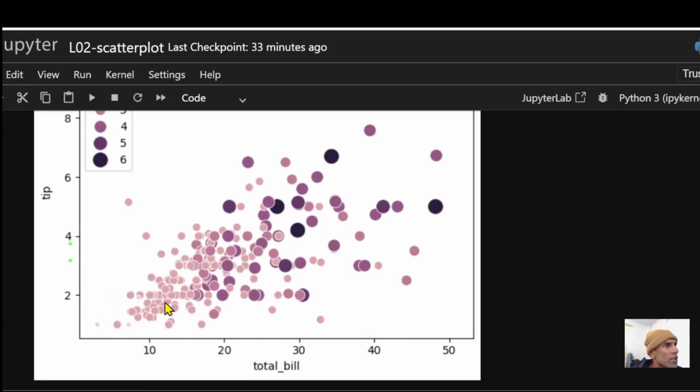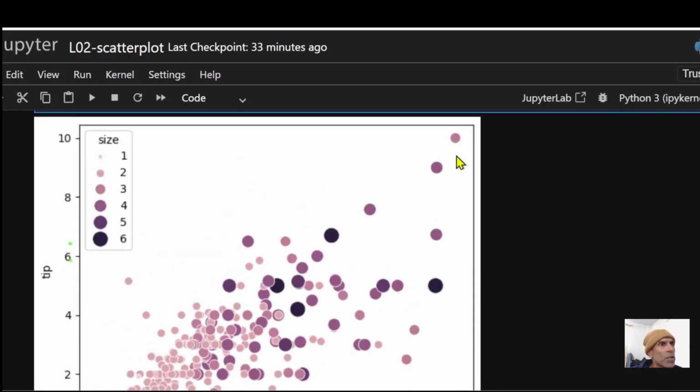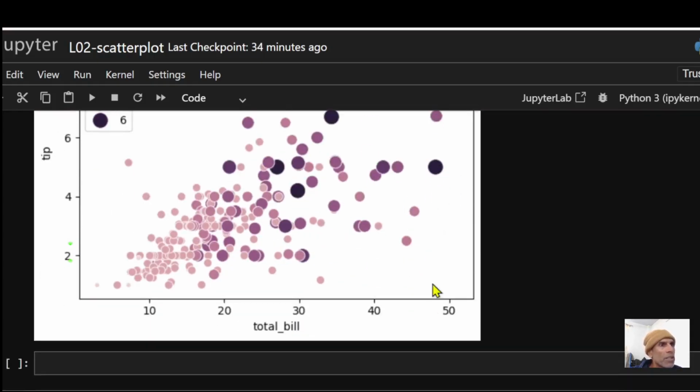Small circles mean fewer people in the group, and this one actually has a lot of people in the group over here. So you have six people, and more people means they're going to pay more bill.